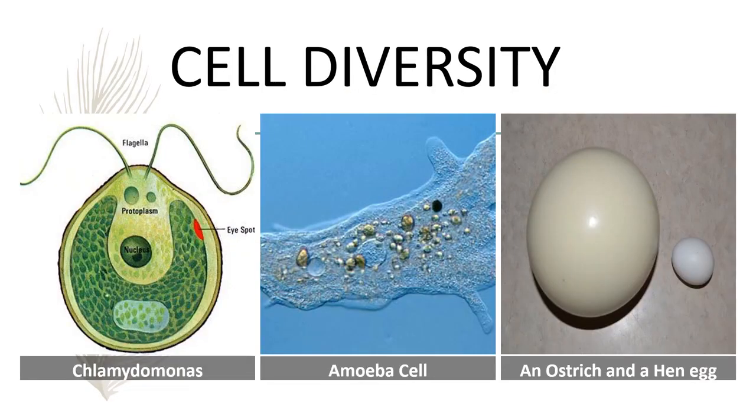This slide depicts the cell diversity. First picture is of Chlamydomonas, which has an oval shape. Second picture belongs to amoeba, which has an irregular shape. And the third picture shows the different sizes of an ostrich egg and a hen egg.